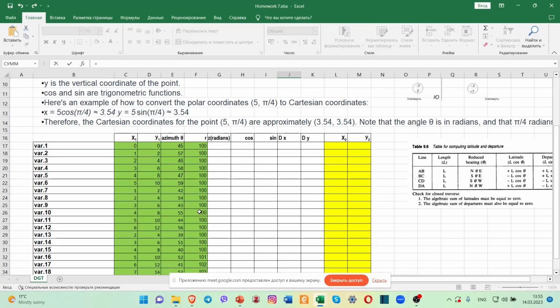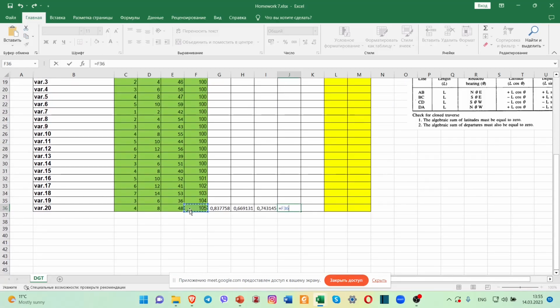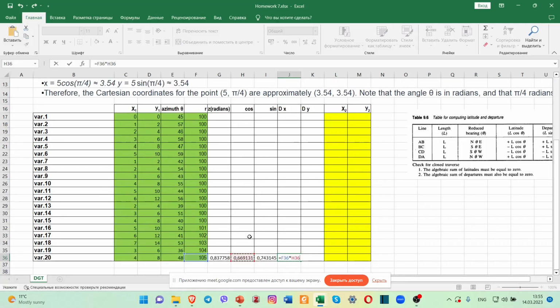The radial distance, 105 meters, times the cosinus. It is 70 meters point 26. Then we use another formula for delta y, 78 meters.